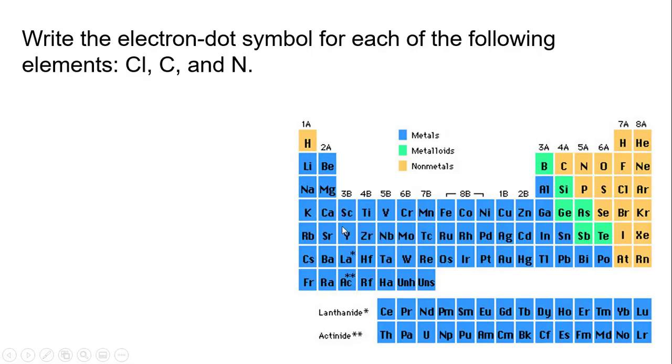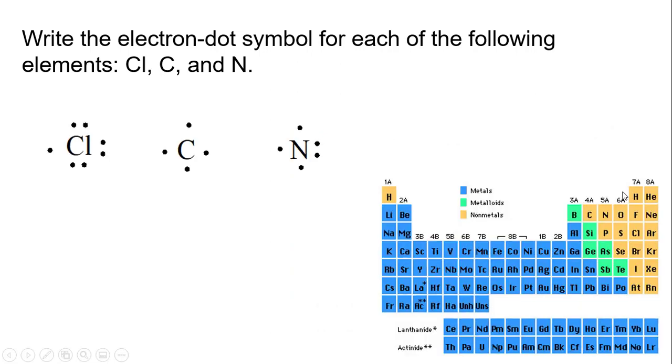So write the electron dot symbol for each of the following: chlorine, carbon, and nitrogen. So here's carbon, here's nitrogen, and here's chlorine. This is a 4A, so this should have 4 valence electron dots around it. This should have 5, and this should have 7. So if we did that right, that's exactly what you see here.